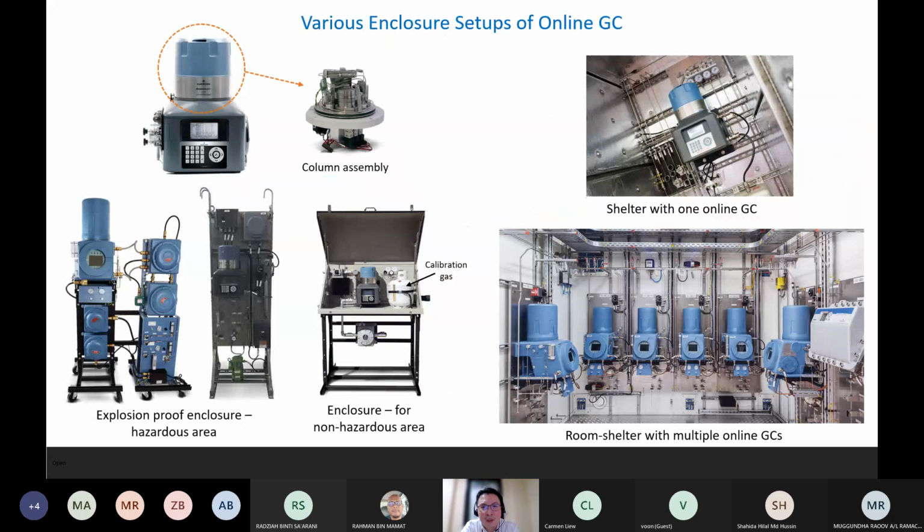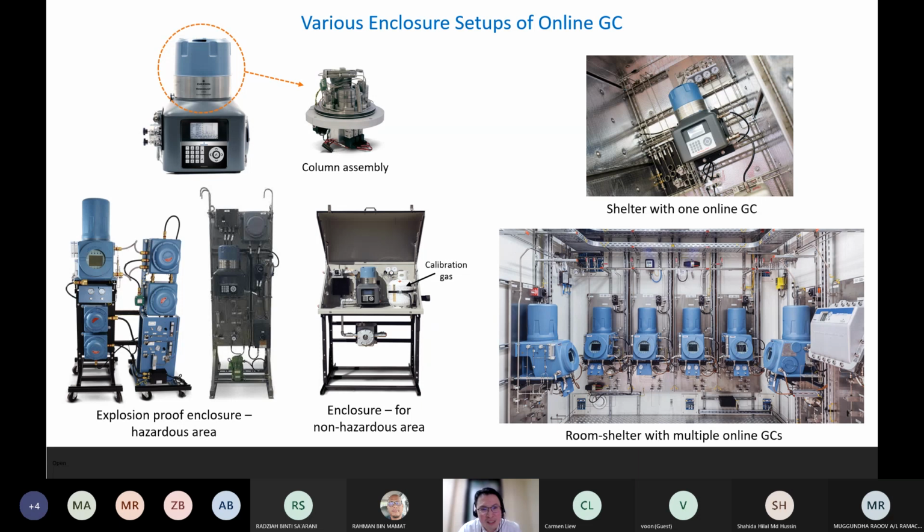So still on the topic of online GCs, I took this example from Amazon. Amazon is also one of the industries that make industrial GCs, online GCs for that matter. So the top left there is a picture of how the column assembly looks. If you're wondering why that setup looks nothing like a GC, that's because, again, those components of the large benchtop GC have been stripped away, most of them, and just the bare necessities are left, which is the heart of the system, the column.